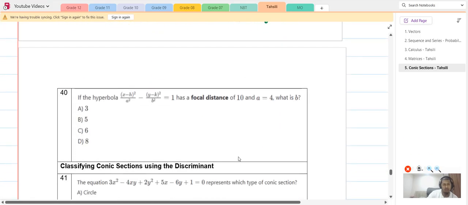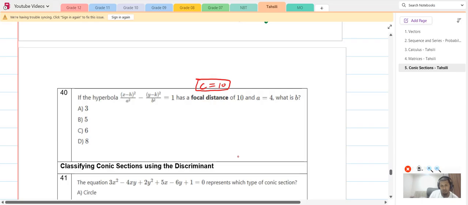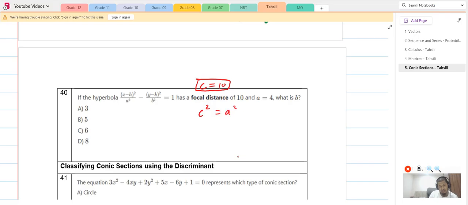Let's continue. If the hyperbola has a focal distance of 10, in other words, focal distance c is equal to 10, and a is equal to 4, what is b? That's not bad, because c squared is equal to a squared plus b squared, right? That's 100, a squared is 16, plus b squared.